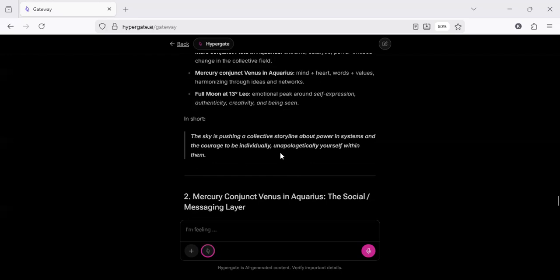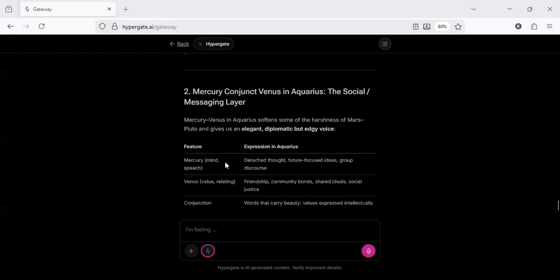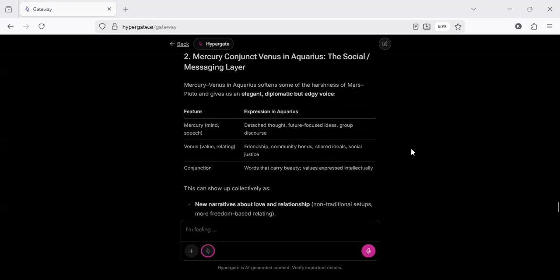Okay, so the sky is pushing a collective storyline about power in systems and the courage to be individual, unapologetically yourself within them. Mercury conjunct Venus, the social messaging layer. This softens some of the harshness of the Mars Pluto and gives us an elegant, diplomatic, but edgy voice. Mercury in Aquarius is detached thought, future focused ideas, group discourse. This is not real touchy feely personal. And then Venus, values and relating in Aquarius: friendship, community bonds, shared ideals, social justice.